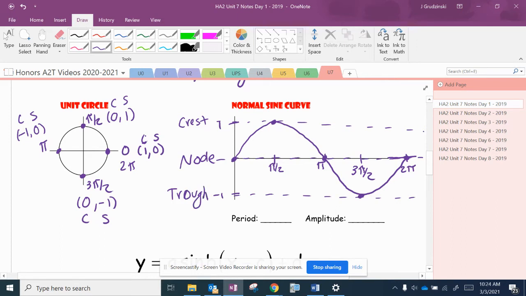The period of the normal sine curve is 2 pi because it took 2 pi to repeat the original point. The amplitude is 1 because the distance from the node line to the crest or to the trough, that distance is 1. An important thing to know is the amplitude is always positive.